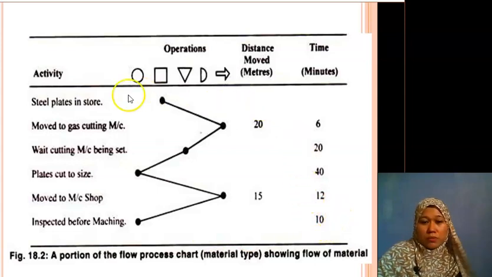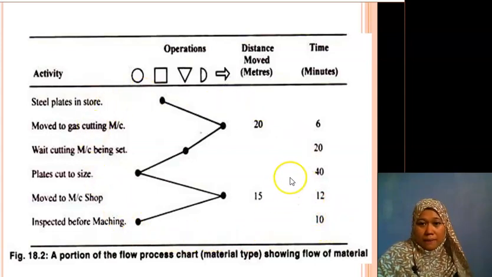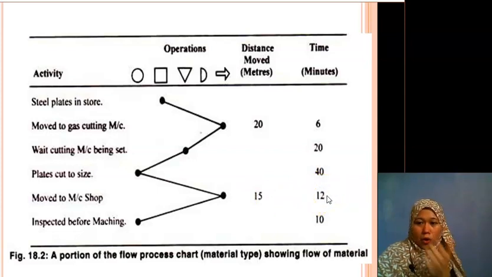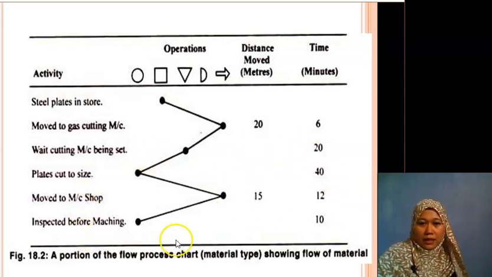So from this operation, we can conclude that the waiting time is quite high, so we need to reduce this. And then the movement, for 20 meter it takes about 6 minutes, but this one for 15 meter it takes 12 minutes. We need to know what the problem is. Maybe the walkway, or maybe the ramp, they need to struggle. And then all of these, if you need to improve, we can improve on the timing.